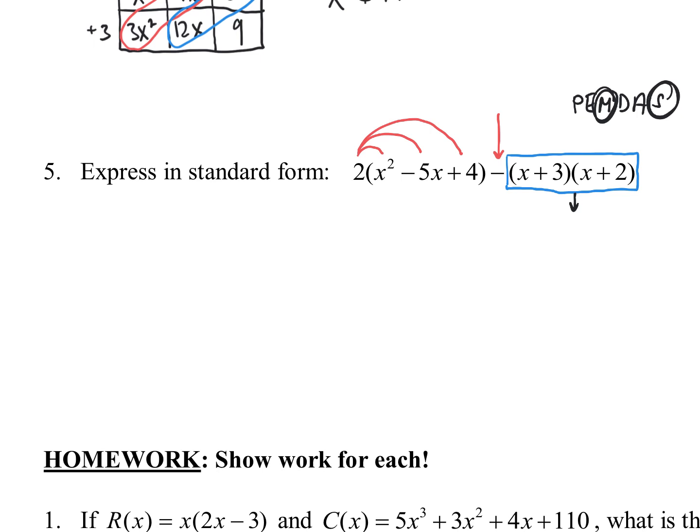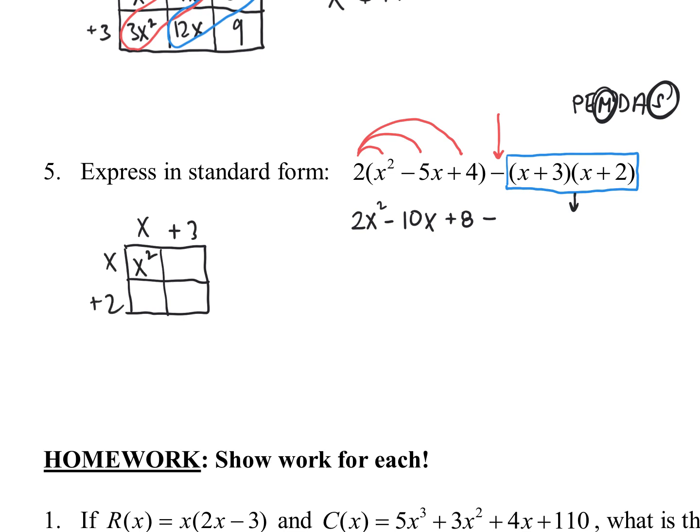All right, so I can multiply the 2 first. That's fine. I'll have 2x squared minus 10x plus 8. But over here, I have to go ahead and multiply this. If you want, you can do it on the side. That's totally up to you. So if I bring it over here, just to keep it a little bit neater, I have x plus 3, x plus 2. So this is x squared, 3x, 2x, and a 6. And these together will make a 5x. So now I can bring it over here.